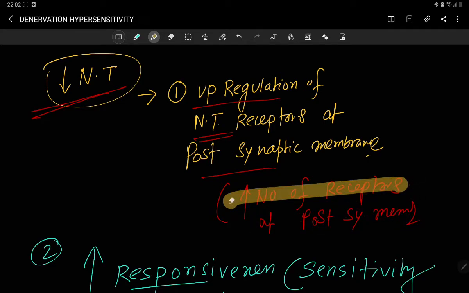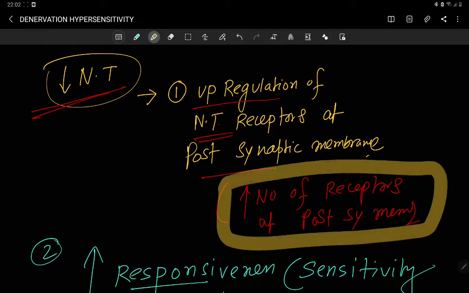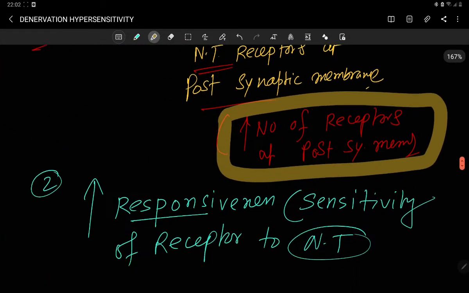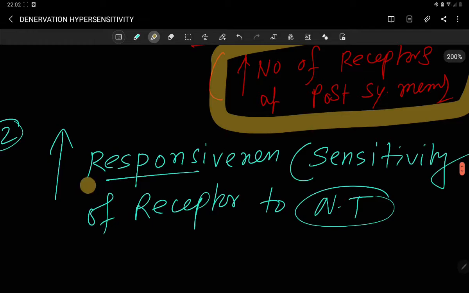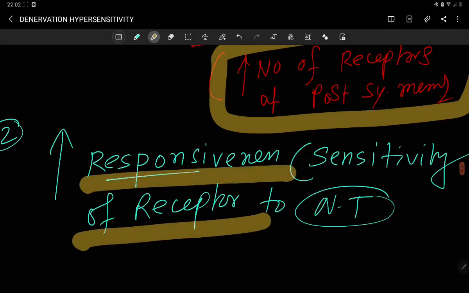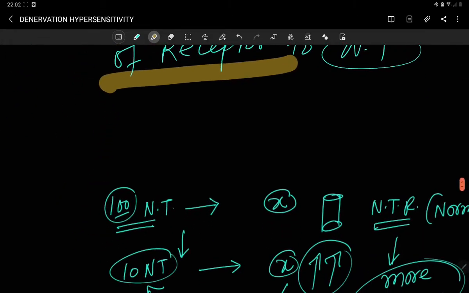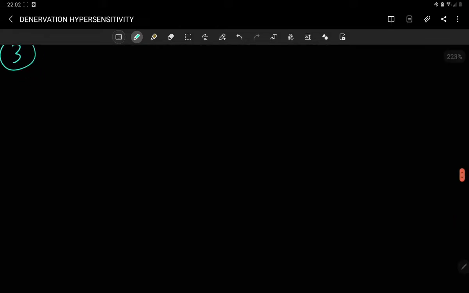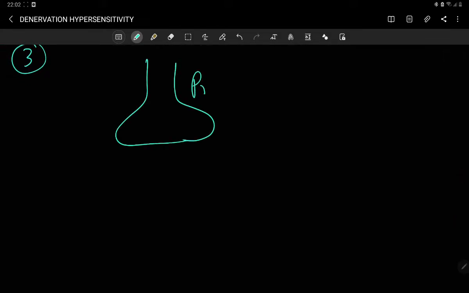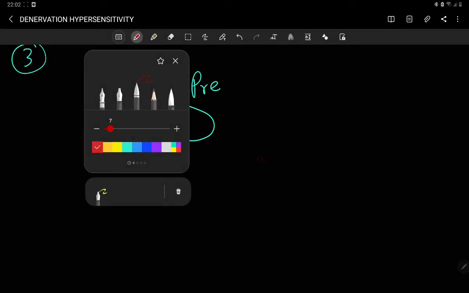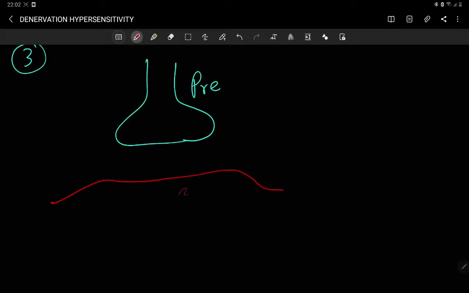Increased number of receptors. And not only that, there is also increased responsiveness of those receptors to the small amount of neurotransmitter. And next thing is what happened. Let's discuss. This is your presynaptic neuron, and this is your muscle, which is the postsynaptic membrane.